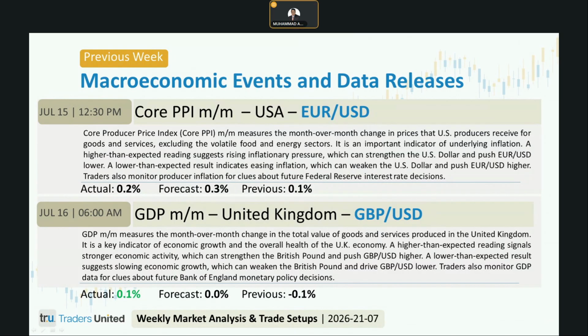The report helps traders assess inflation trends before they reach consumers. A higher than expected reading suggests stronger inflationary pressure. This can strengthen the US dollar and push Euro USD lower. A lower than expected reading may weaken the US dollar and lift the price of Euro USD higher.